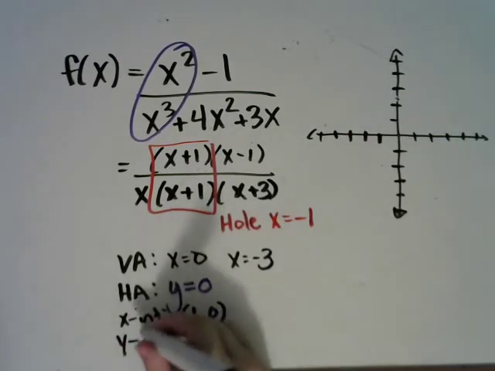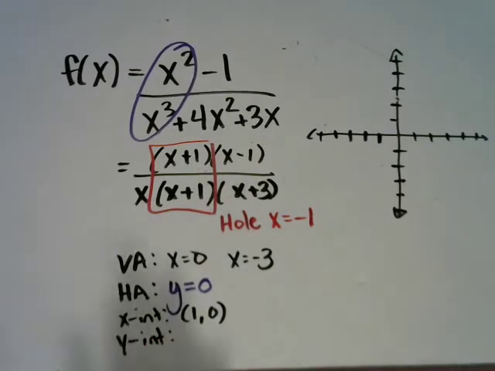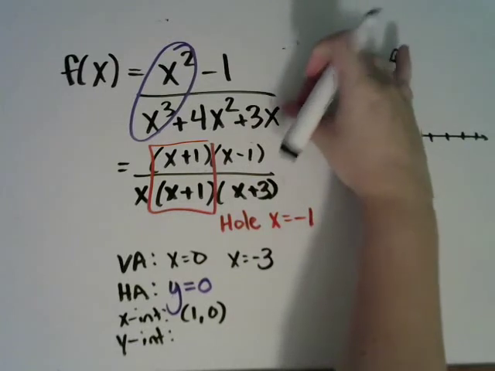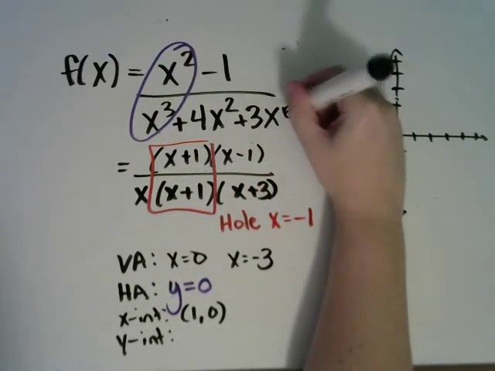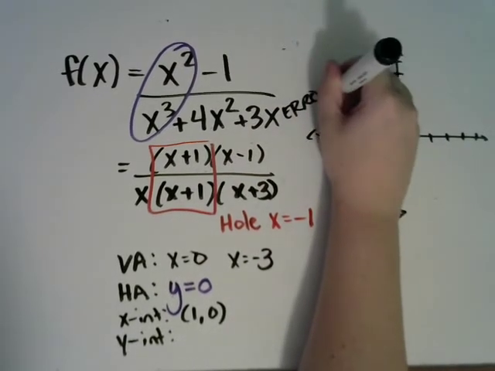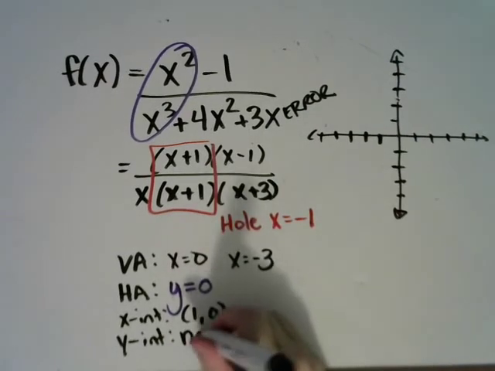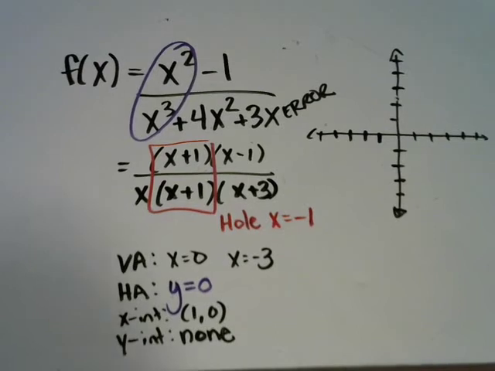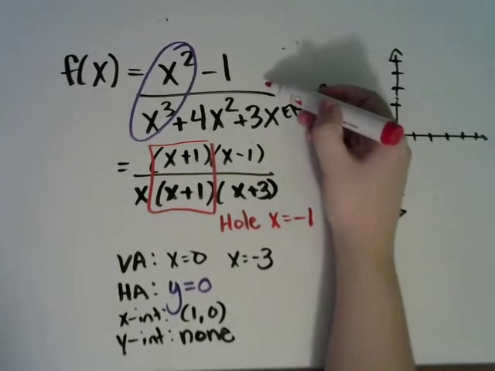And my y-intercept occurs when I plug in 0, but as you can see here, if I plug in 0, I'm going to get a domain error from the denominator, which means that there is no y-intercept. Now, how do I find the hole? The hole is an error in the domain, so we can't plug in 0.